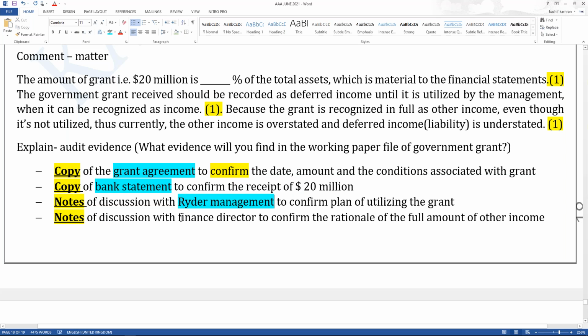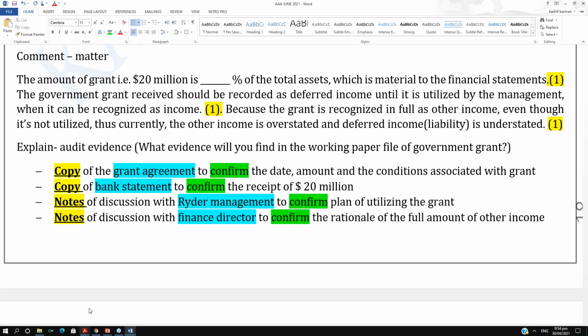And finance director is the source. And again, every time I wrote it, I wrote confirm. Confirm is to be in green. Confirm is green. I hope, Maria, you are clear now. Confirm is in green and confirm is in green, right?